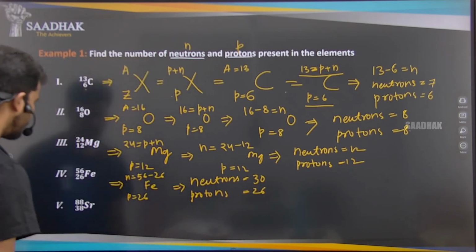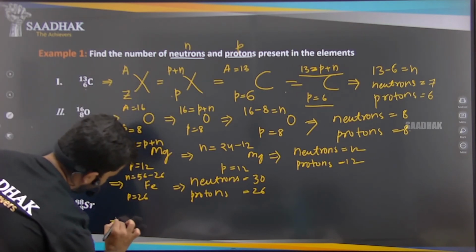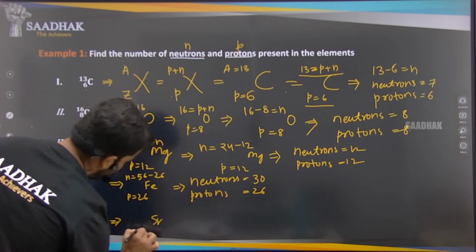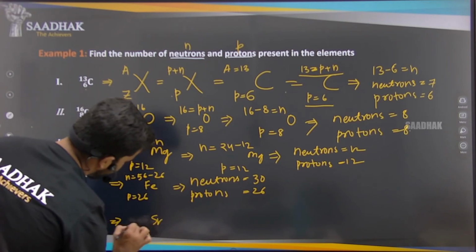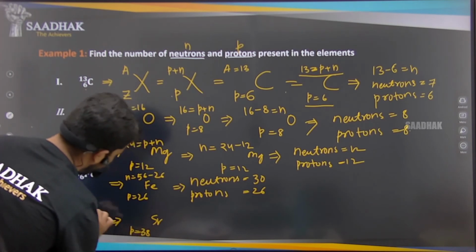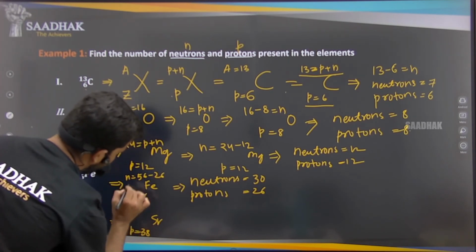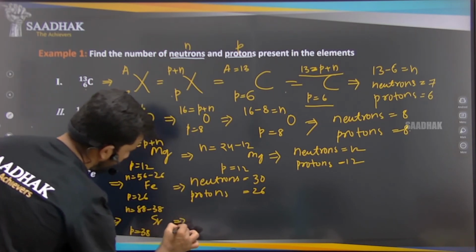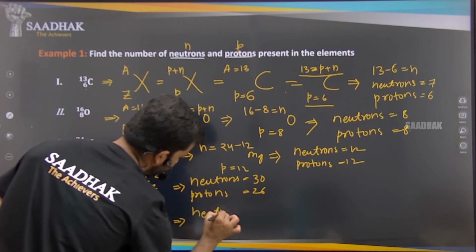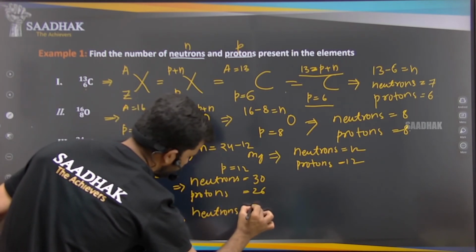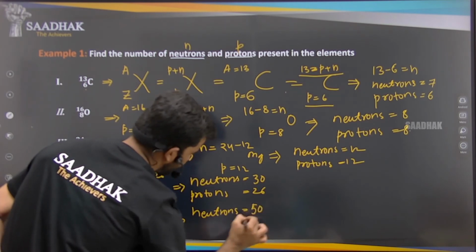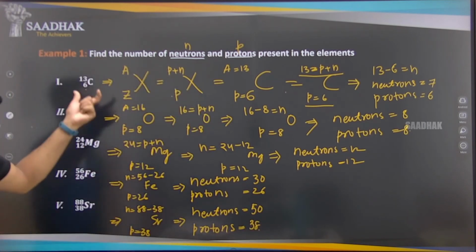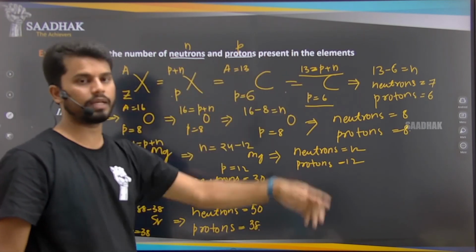Next, strontium. I'm going directly to the step. Sr, here P equals 38, and this is Sr 88, so N equals 88 minus 38. The neutrons are 88 minus 38, that is 50, and the protons are 38. So this is how we find the number of neutrons and protons in an element.